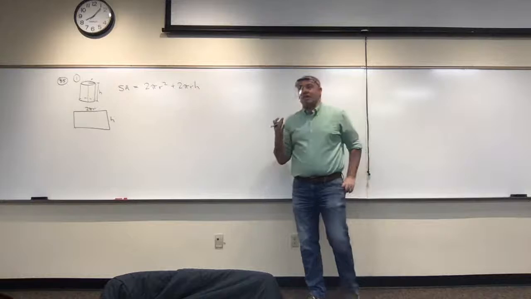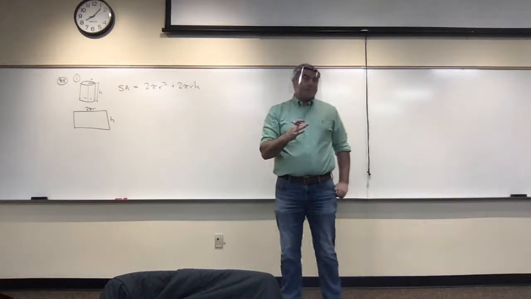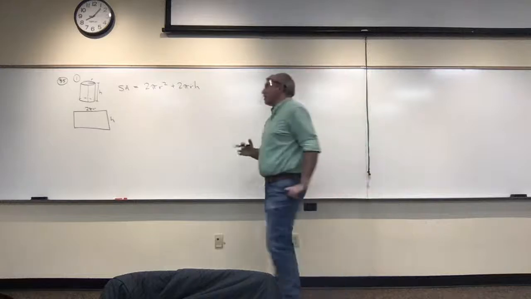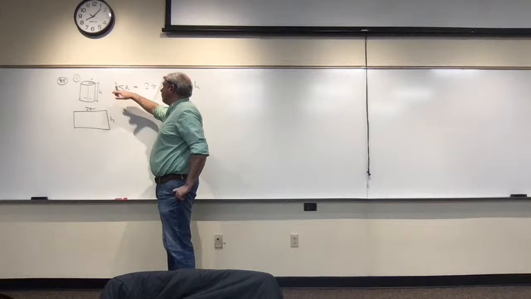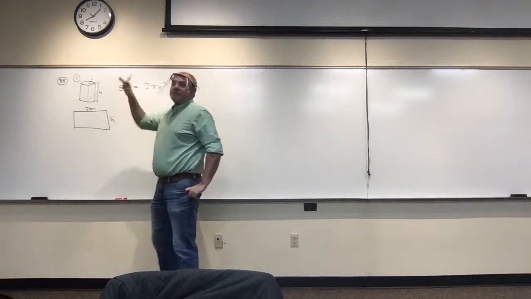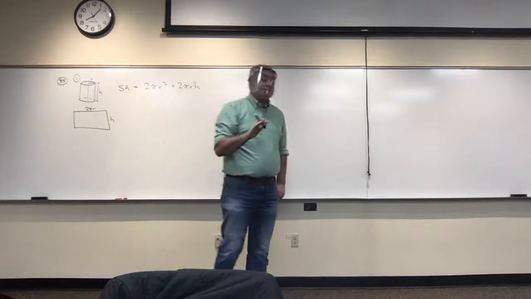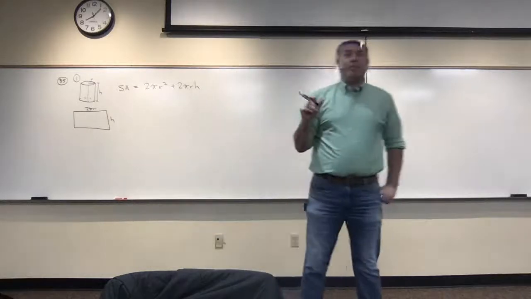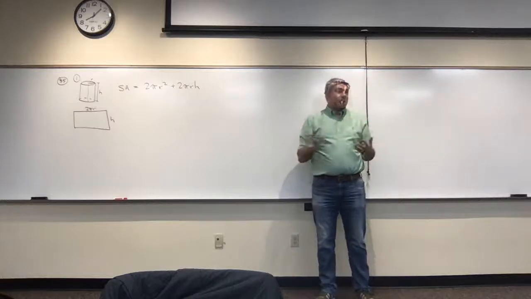I read the question and say, I'm trying to make the surface area small, right? And then I say, okay, good. Then you need a formula for surface area. This is maybe the biggest mistake made in optimization problems: people don't start out by figuring out what the equation is that I'm trying to maximize or minimize.